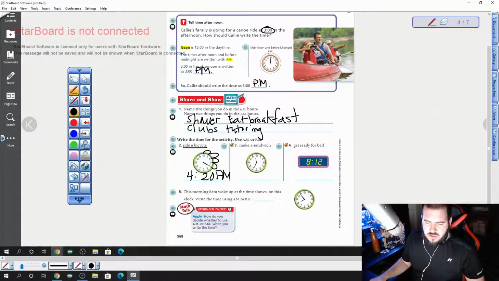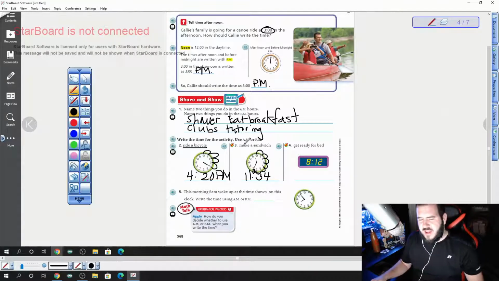So we want to choose PM. Making a sandwich. I notice my hour hand is in between the 11 and the 12, so it's going to be 11. And notice the minute hand is just before the 7, so we're going to count by 5 till we get to the 6. 5, 10, 15, 20, 25, 30, and then we'll count by ones. 1, 2, 3, 4. So it's 11:34.